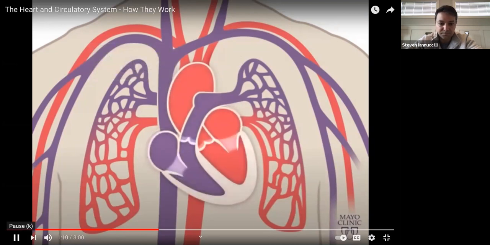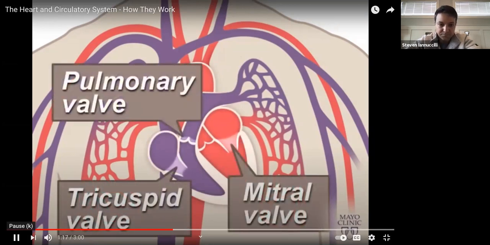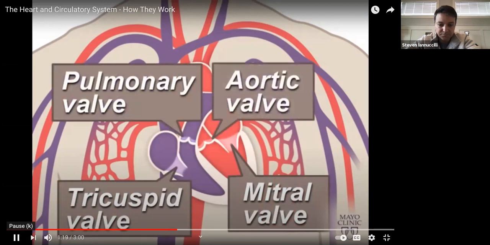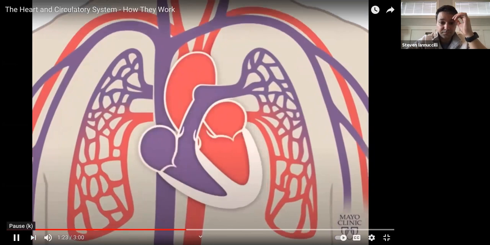Four valves within your heart keep your blood moving the right way. The tricuspid, mitral, pulmonary, and aortic valves work like gates on a fence. They open only one way and only when pushed on.